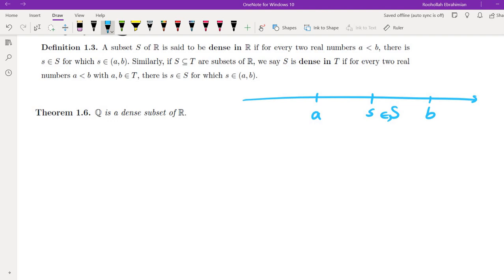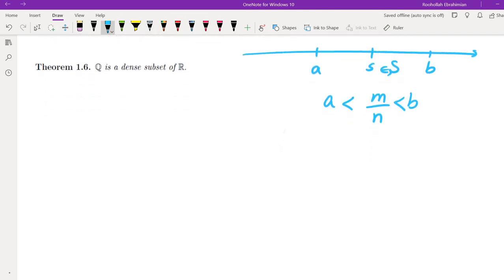So the first example of a dense set inside R, the first, I guess, interesting example, is the set of all rationals. So what does that mean? It means if you take two real numbers a and b, we would like to find a rational in between them. So how do we do that? We are going to first clear the denominator. Let's just say n is positive so I can freely multiply by n.